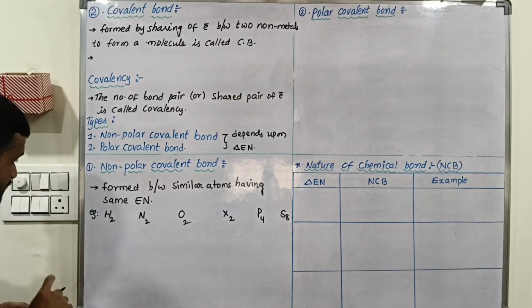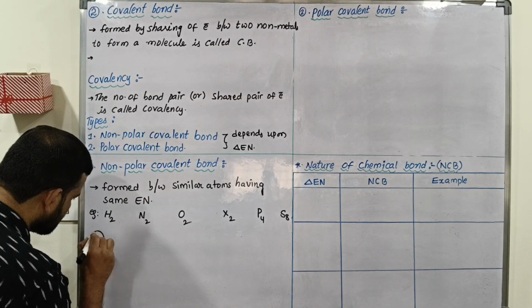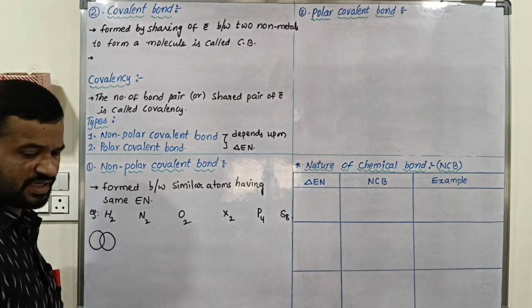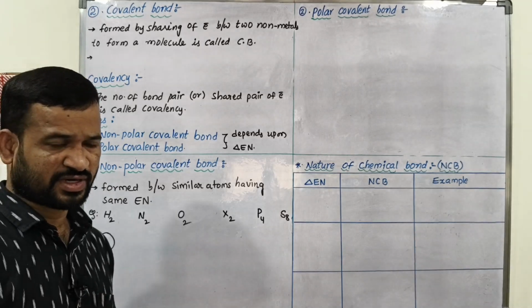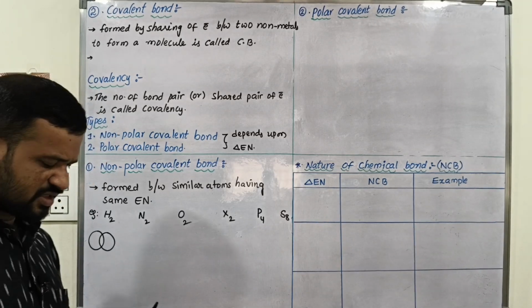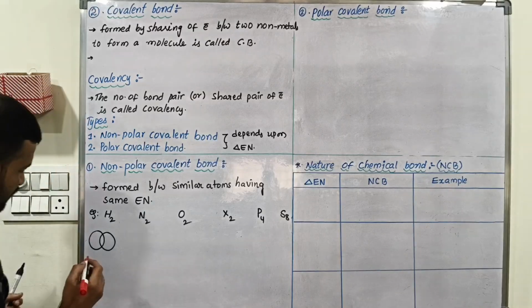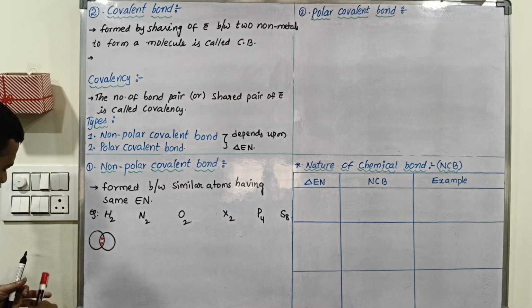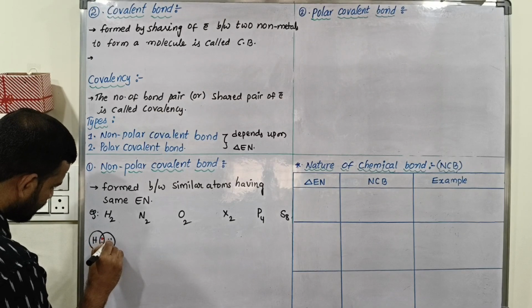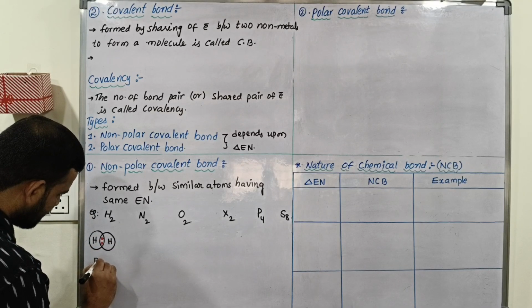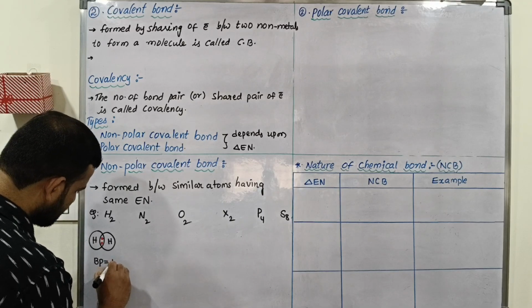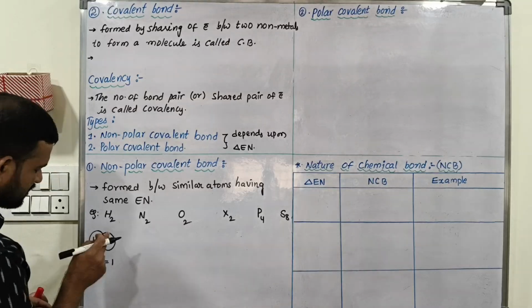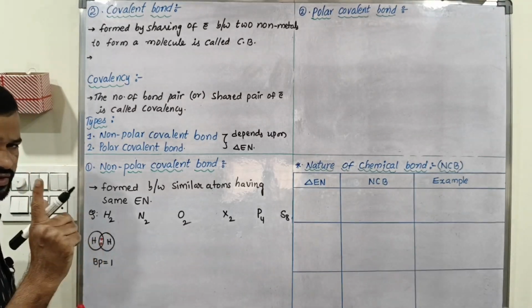Okay, here H2 molecule is formed by sharing of electrons. We know that hydrogen contains one unpaired electron. So two hydrogen atoms contribute two electrons separately, and one pair is placed in between the two hydrogen atoms. So in this, how many bond pairs are there? BP means bond pair or shared pair of electrons. So one BP. Bond pair of electrons is one, so the covalency of hydrogen is 1.